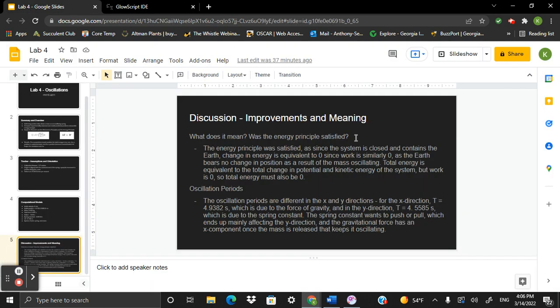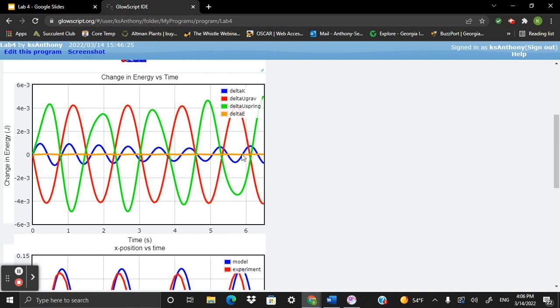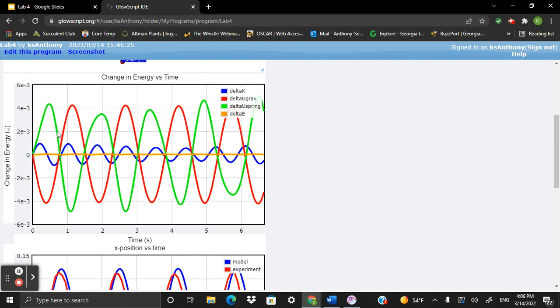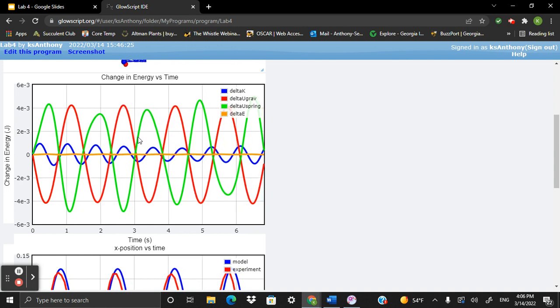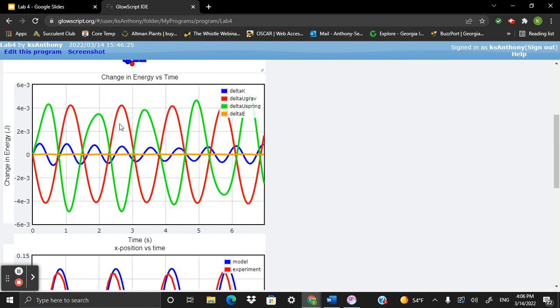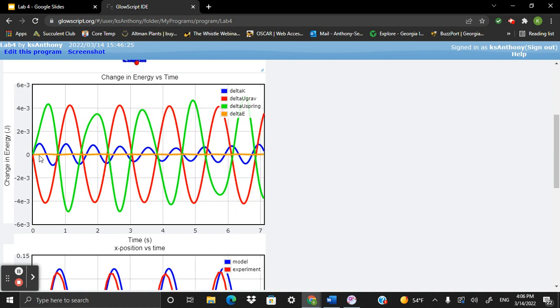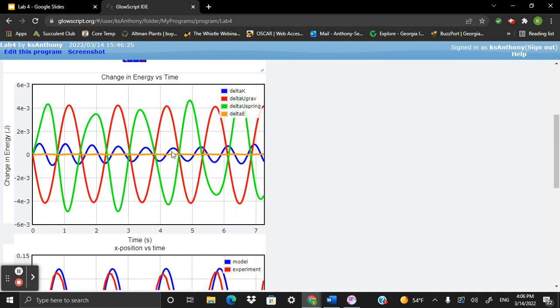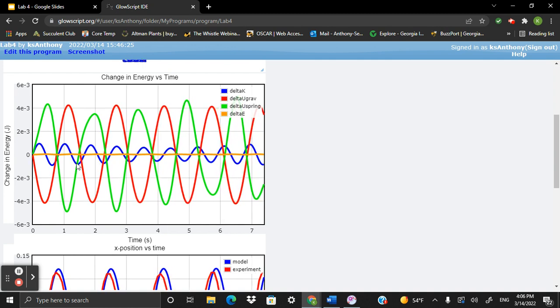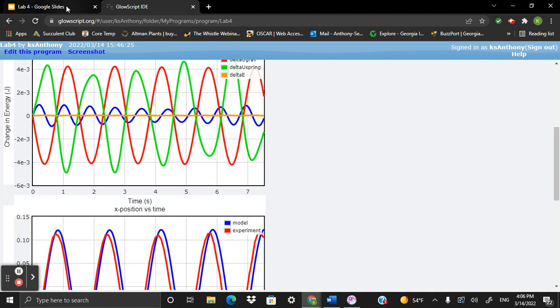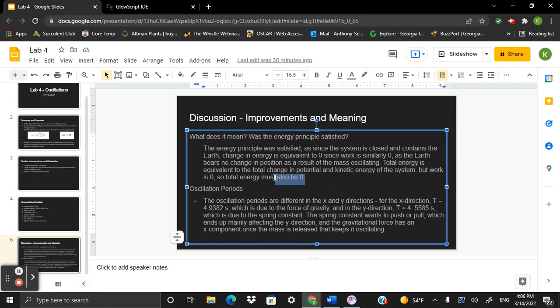I would say that the energy principle was satisfied, since the Earth is included in the system, there is no visible change in position on the Earth, therefore there is no work. And in our computational model, total energy is still 0. Spring potential and gravitational potential energy both oscillate opposite to each other, so they cancel each other out, and then within them, kinetic energy also oscillates, and that ends up canceling itself out within each bound. So total energy is still 0, which lines up with work being 0.